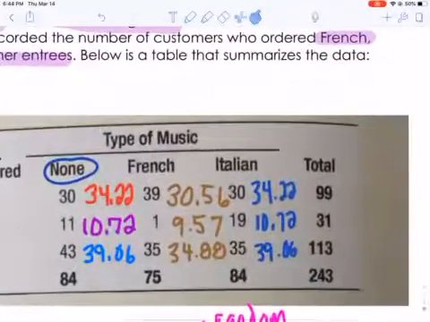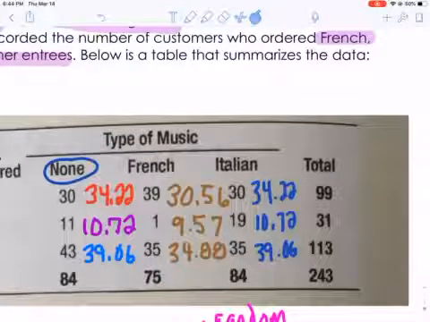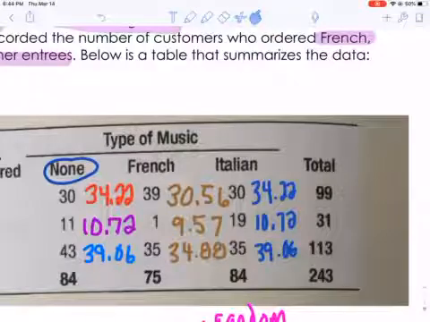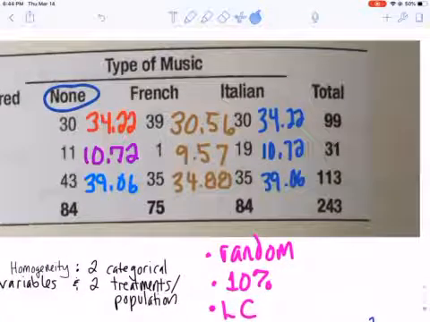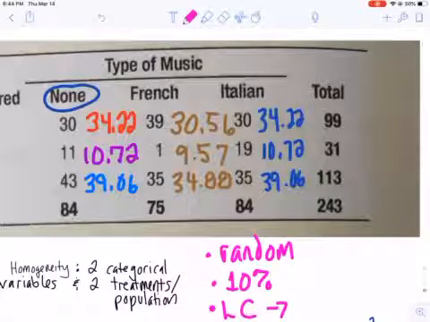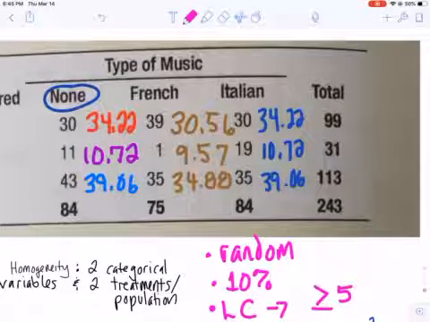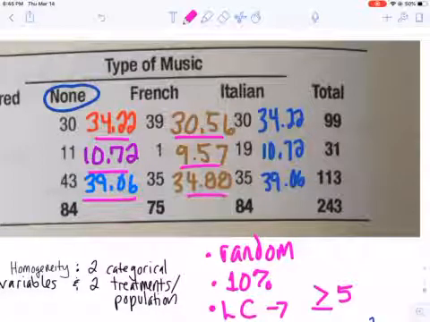Now, typically, for an experiment, you always want random assignment anyway. But if you're doing a chi-square test based on an experiment, then you have a little flexibility with these conditions. However, one that's firmly in place is large counts. You want every category to have greater than or equal to 5. And you'll notice that we meet that here. Every single one of these is greater than or equal to 5.